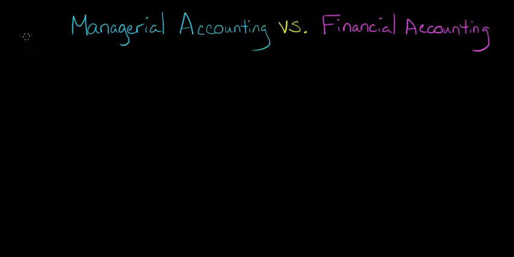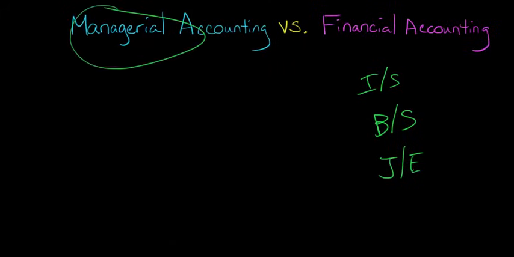In this video, I'm going to talk about the differences between managerial accounting and financial accounting. Now, typically, when you take accounting in college, the first class you take is a financial accounting class, and you talk about things like the income statement, a balance sheet, journal entries, and all these things. And then when you get to managerial accounting, some of those topics might come up, particularly journal entries, but you're really looking at a fundamentally different thing from financial accounting.